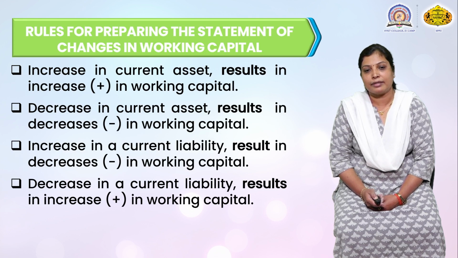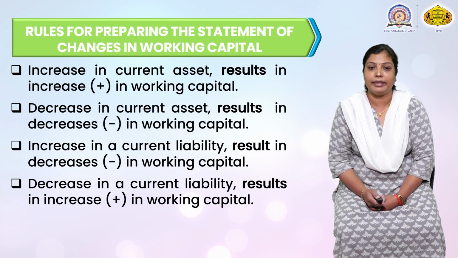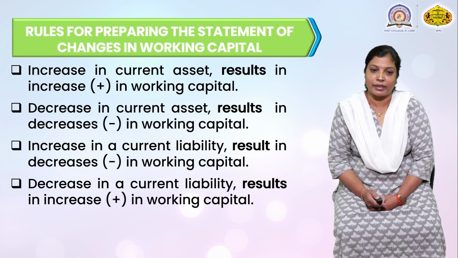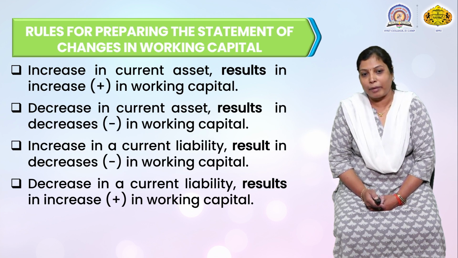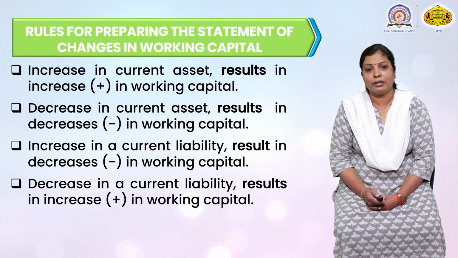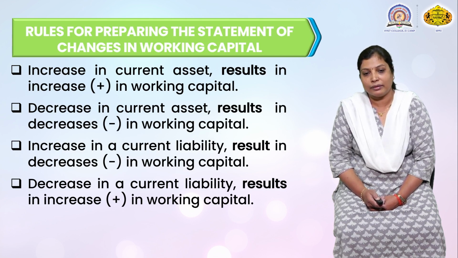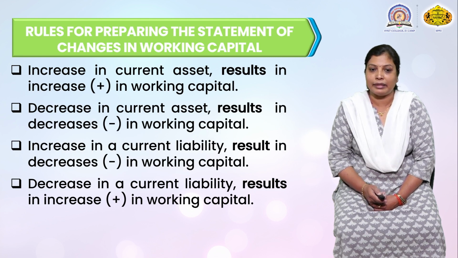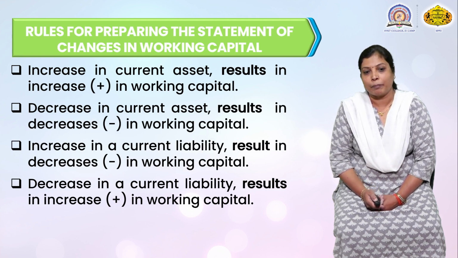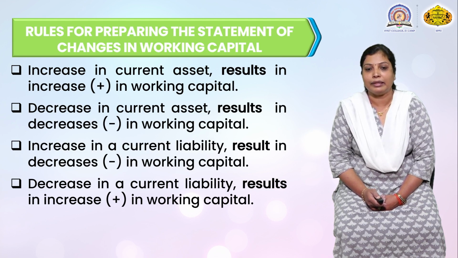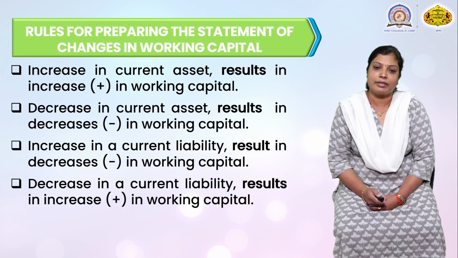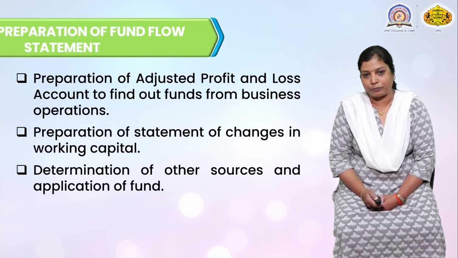Second point is decrease in current asset and the result is decrease in working capital. While calculating the changes in working capital, the effect should be minus or decrease. Third rule is increase in a current liability. Result is decrease in working capital. It is the opposite figure. While current liability is increased, the working capital is decreased. And last point is decrease in a current liability. The result is shown as increase in working capital. It is the vice versa effect.